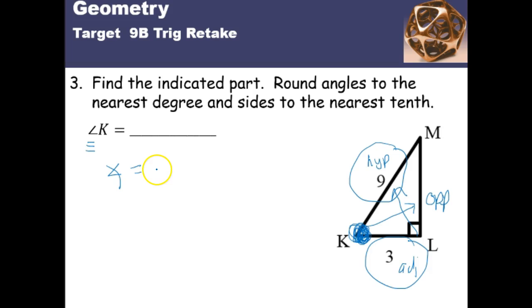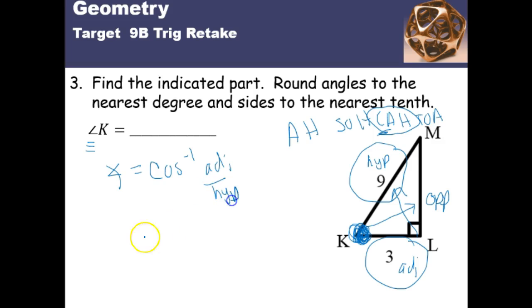It says that the angle is equal to, and we already said it was A, that we have to use 3 and 9, which is A and H. And then again, according to SOHCAHTOA, A and H is right here, so that's cosine. But it's an angle, so I'm going to do the inverse cosine of the adjacent over the hypotenuse. So angle K is going to be the inverse cosine, and then I need to do the adjacent over the hypotenuse. So I need to turn on my calculator.